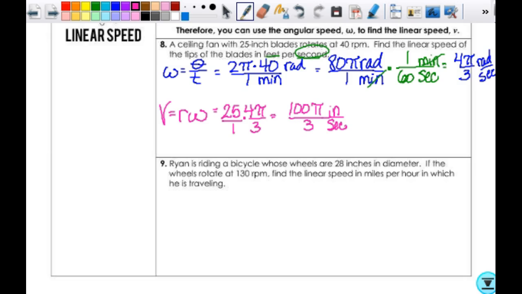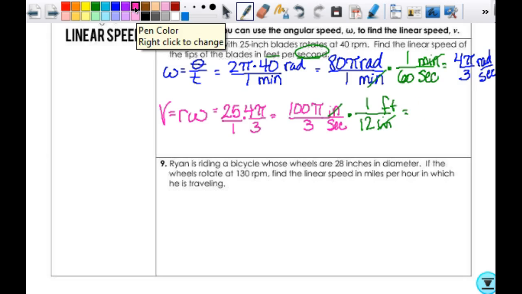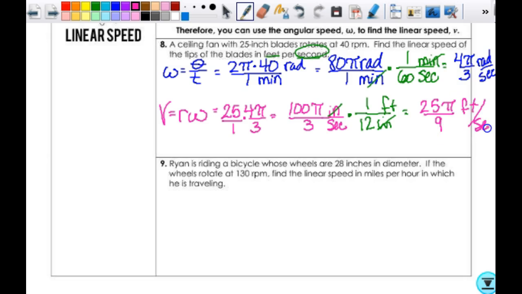I don't want it in inches. What do I want it in? Feet. So now I convert that. Inches here, feet here. So 1 foot for every 12 inches. That cancels out. Then I can just multiply straight across. Let the calculator do the work for you here. And you should get 25 pi over 9 feet per second.